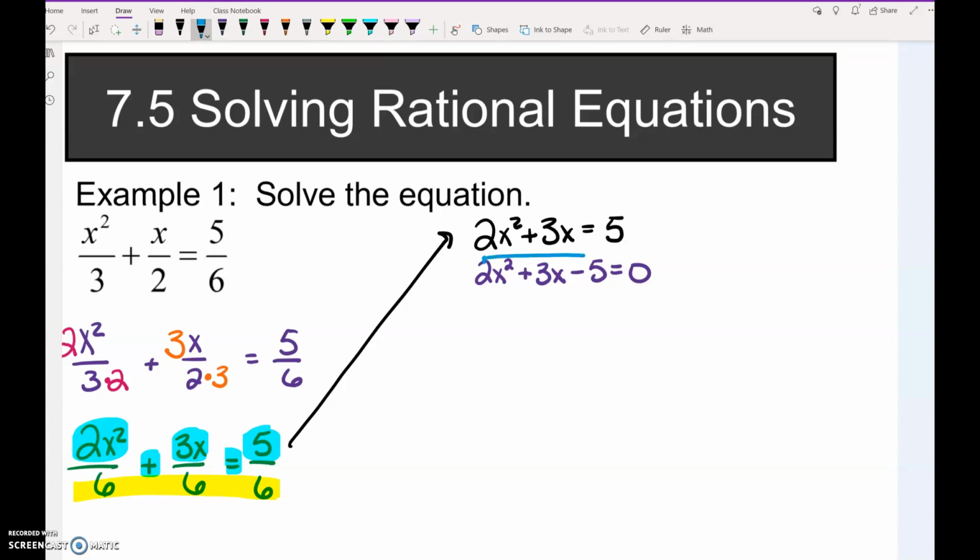We have to multiply the 2 and the negative 5. So we are looking for a pair of numbers that multiplies to give us negative 10. That same pair of numbers has to add up to 3. 1 times 10 wouldn't do it. 2 times 5. If it's a negative 2 and a positive 5.